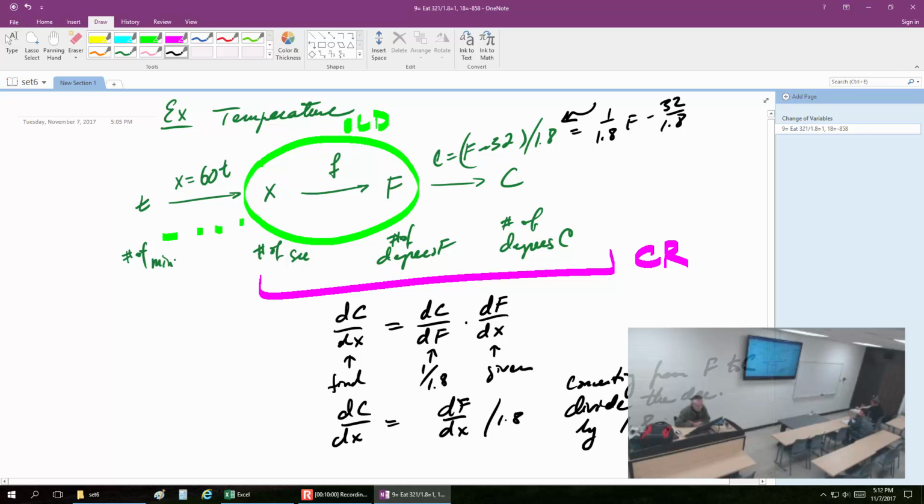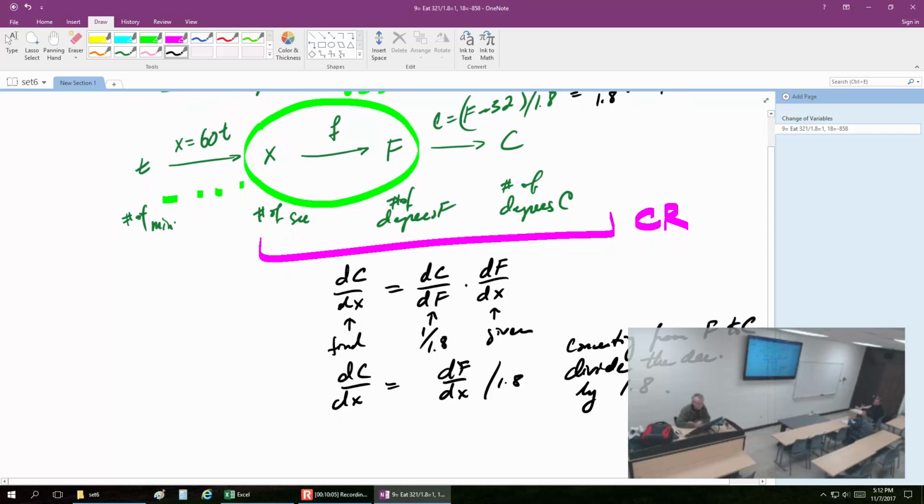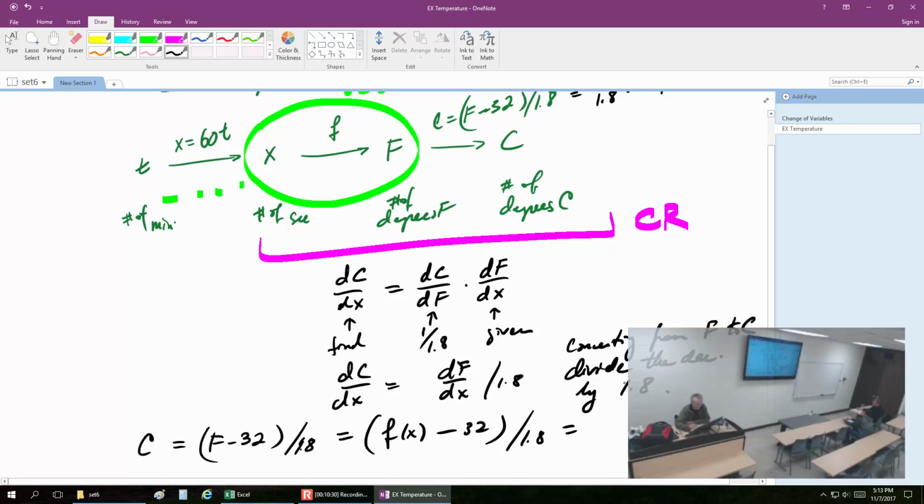You can certainly confirm this if you simply substitute, just to remind you what this is all about. I could express, based on this, C as a function of t. What is it? It is equal to F minus 32 divided by 1.8. Okay, F of x, so it is F of x minus 32 divided by 1.8. And finally, I substitute x equals 60t. So it will be F of 60t minus 32 divided by 1.8. Okay, so then you can certainly get the same result without the chain rule, but you can do it directly by differentiating this expression. Okay, so that is one example slightly more complex than the two substitutions we looked at yesterday because of the shift.